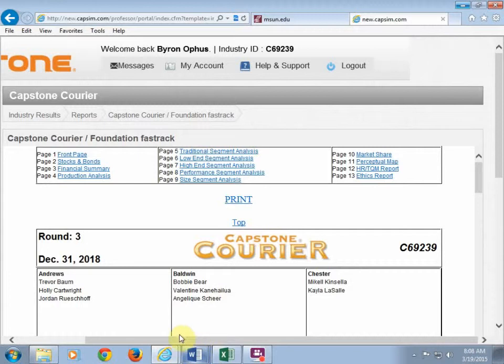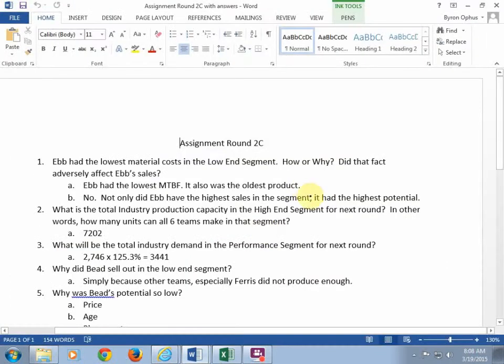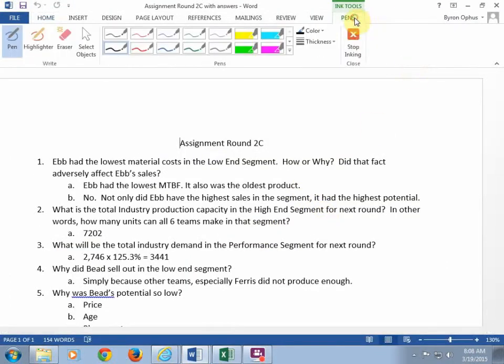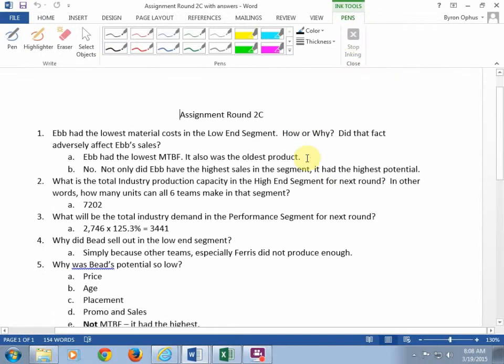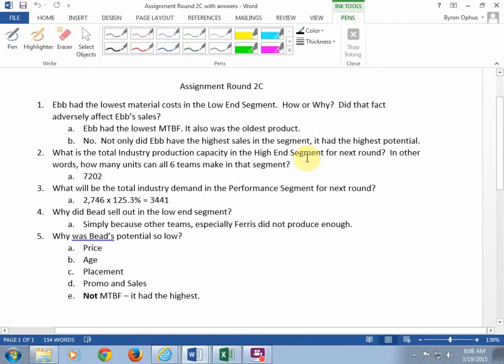Let's take a look first at the assignment for Chapter 2. First question was, Ebb had the lowest material cost in the low-end segment. How or why? Did that fact adversely affect Ebb's sales? My question here, I'm trying to guide you a little bit. The lowest material cost was because of their MTBF. If you look in the low end, they've lowered their MTBF to 12,000 or 1,200, whatever it is. That's the lowest you can put it at, right?